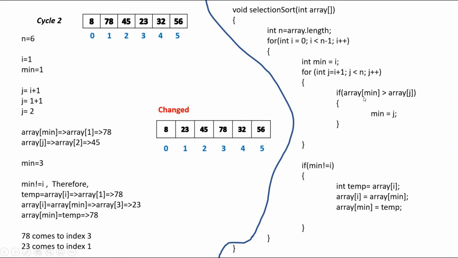Now we check this. Is array min greater than array j? 78 is greater than 45. Yes, it's true. So our min value will be what? j. It is 2. Okay, now let's come to here again. Now j will be updated, increased by 1. Now our j value is 3.